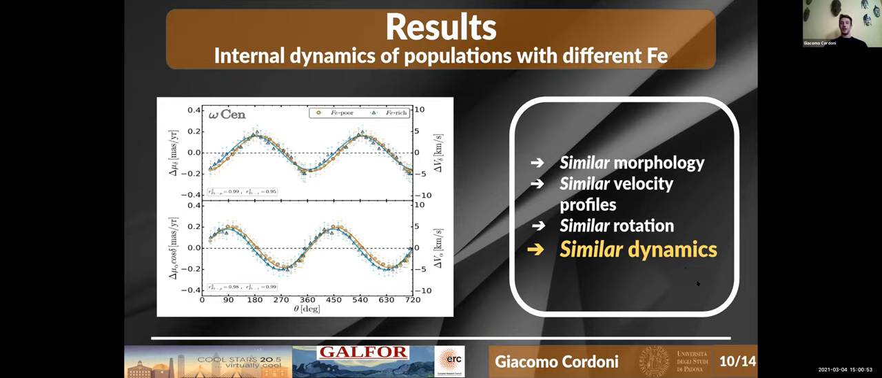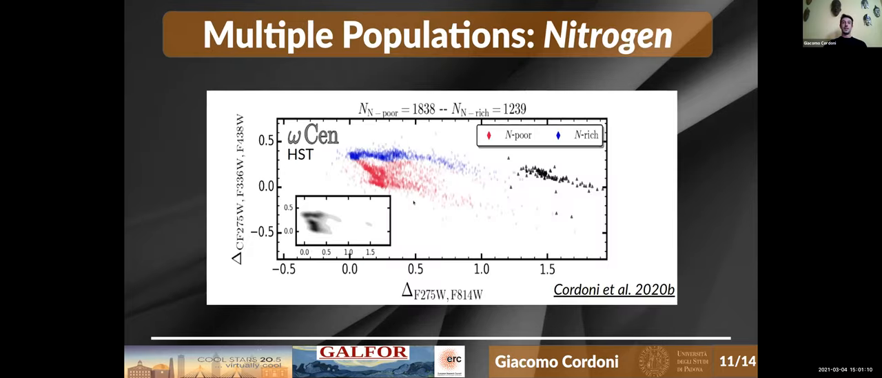But as we said, type 2 globular clusters also have a spread in light element abundances like nitrogen. So what about those stellar populations? Are they the same dynamically and morphologically? Well, to answer this question, we exploited again the chromosome map. And you can see the nitrogen-rich stars and nitrogen-poor stars selected as streams. And we repeated the analysis just like in the case of iron. And what we get is very different.